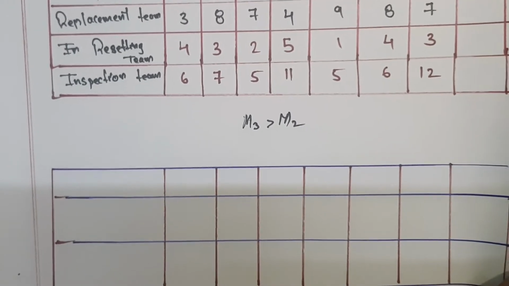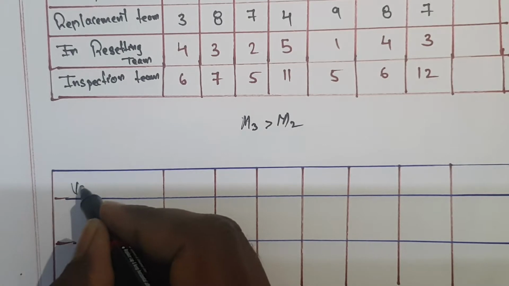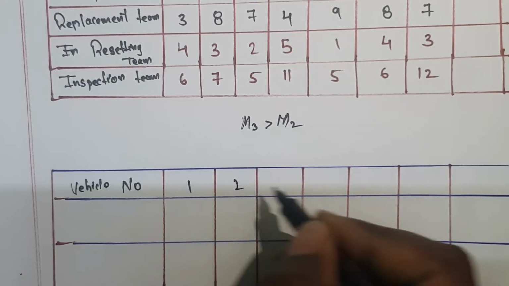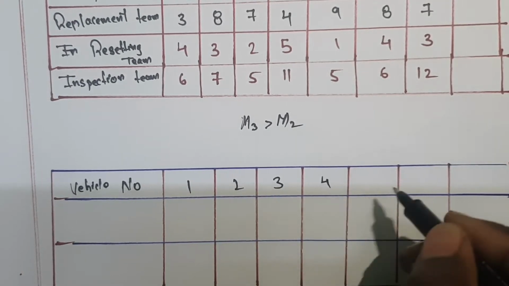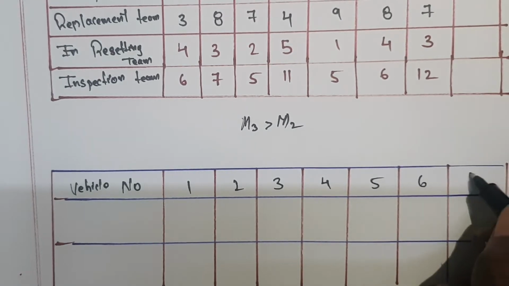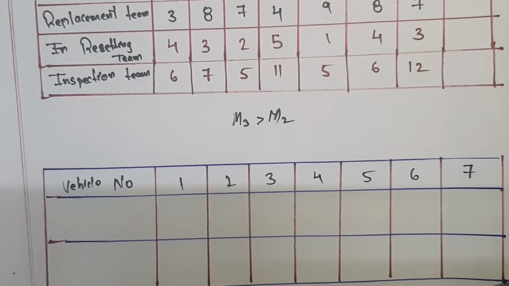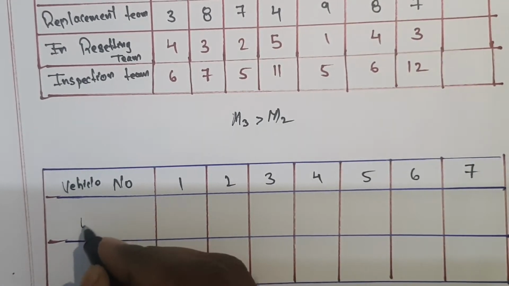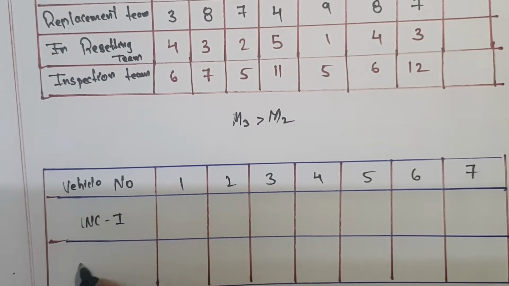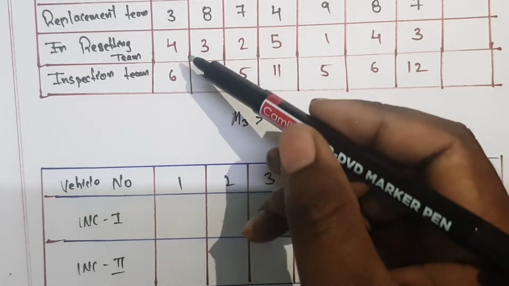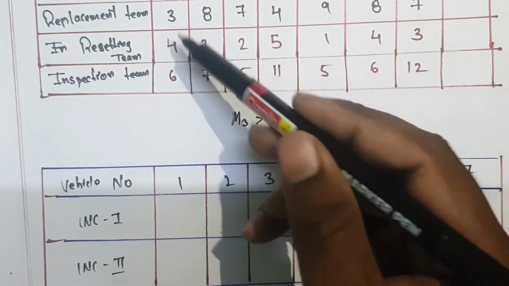So here I will write the vehicle number first. Vehicle number 1, 2, 3, next 4, 5, then 6 and 7. So in total, how many vehicles are there here? 7 are there. Here you can write WC1, and here you can write WC2. Now after that, as you can see, this is the 4. This 4 you can add here as well as here.